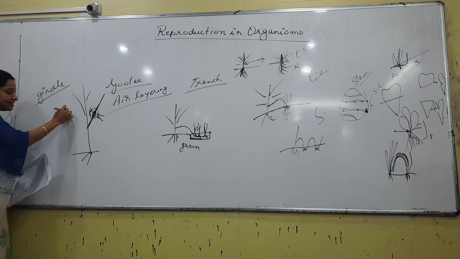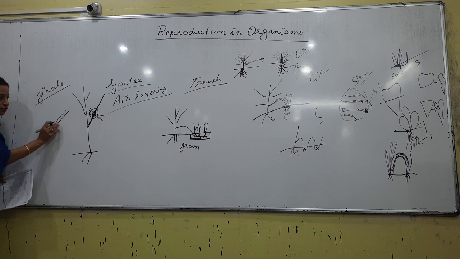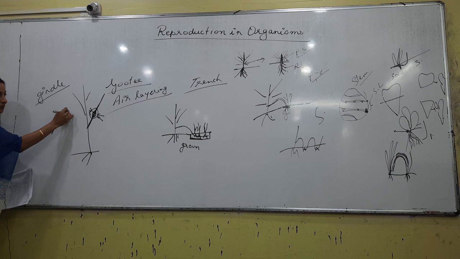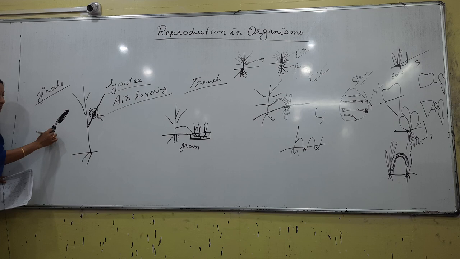So what you have done is selected the stem. If this is the stem, you have removed certain tissues. This was the original stem, and you removed some tissues. This is called girdling. Then you put some sand or soil. Then you put moss. Then you cover it with the help of a polythene. And then frequently you apply water and other hormones. And you keep it like this.